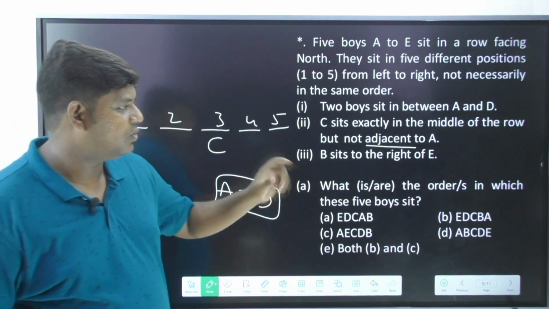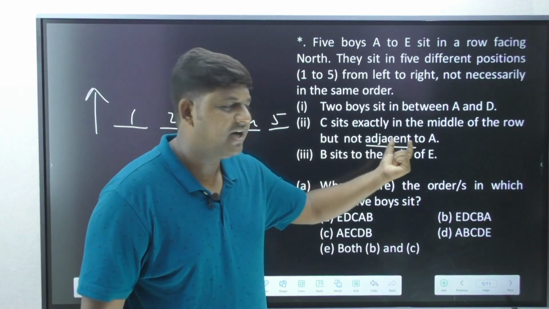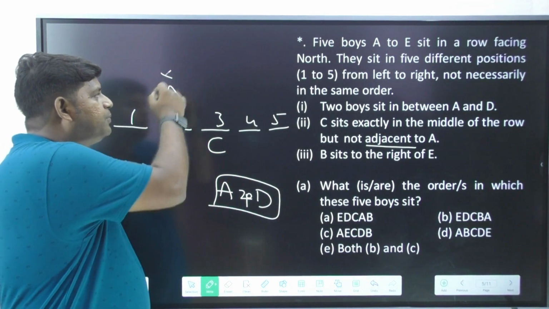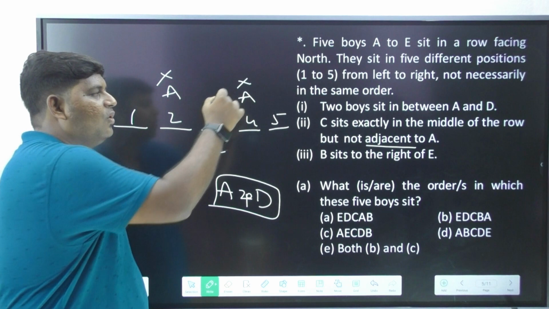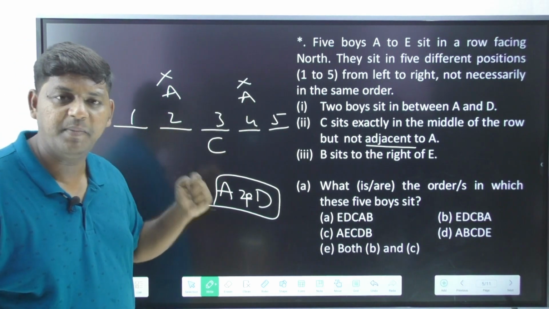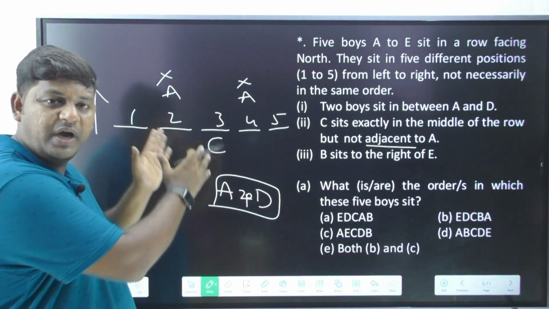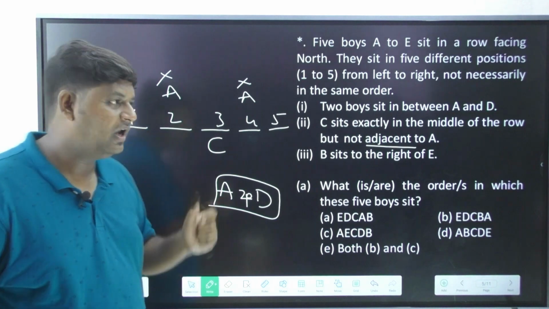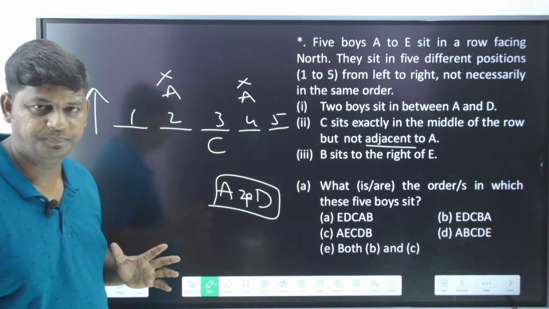Now it is saying C adjacent, you cannot bring whom? A. It means you cannot allow A at position number 2 and you cannot allow A at position number 4. Write down that information in such a manner so that you are going to eliminate the possibilities. You are going to have a very good picture where exactly that A has to come.